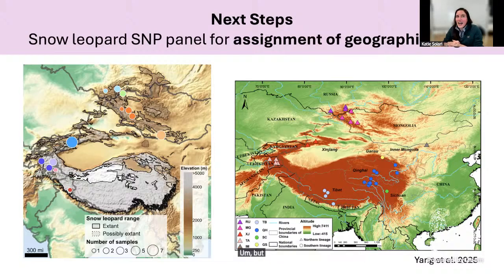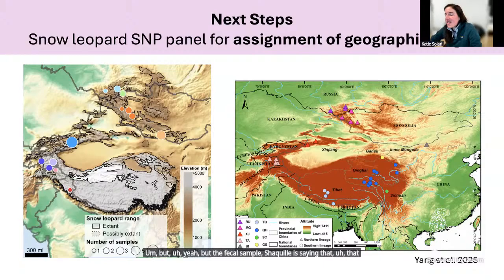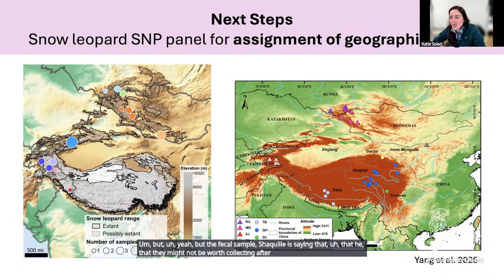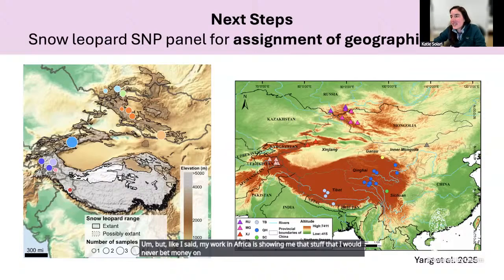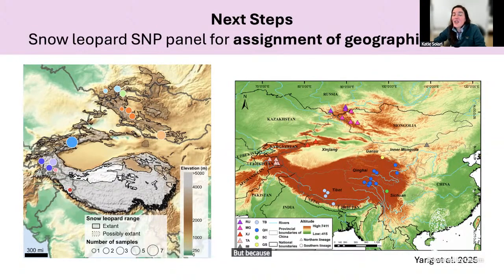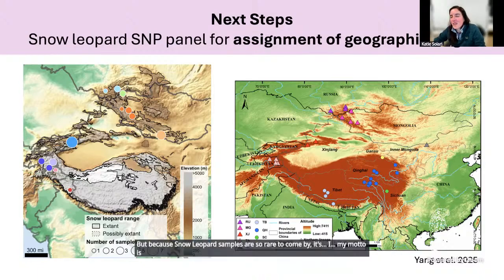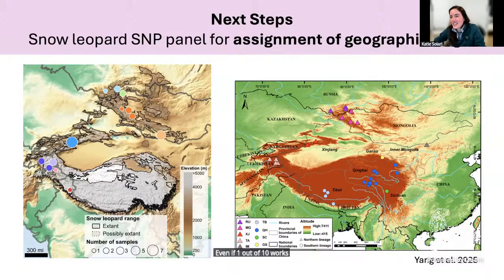But the fecal samples, Shaquille is saying that they might not be worth collecting after 2 or so weeks. But like I said, my work in Africa is showing me that stuff that I would never bet money on working does seem to work. So I think the success rate declines a lot. But because snow leopard samples are so rare to come by, my motto is that it's worth collecting everything, because even if 1 out of 10 works, that's still worth it.